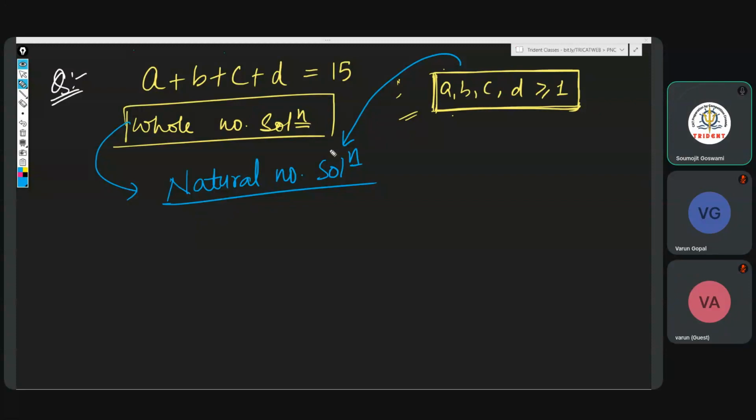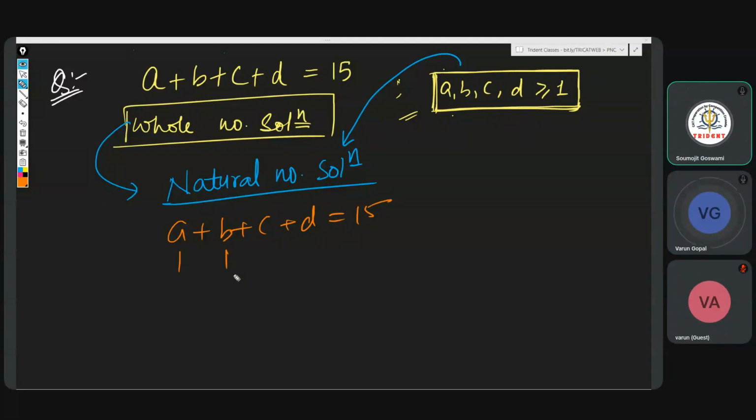How do we do this? I'll give you a very simple technique and you will knock it off in a jiffy. The technique is that A plus B plus C plus D is equal to 15. What is not allowed? 0 is not allowed.